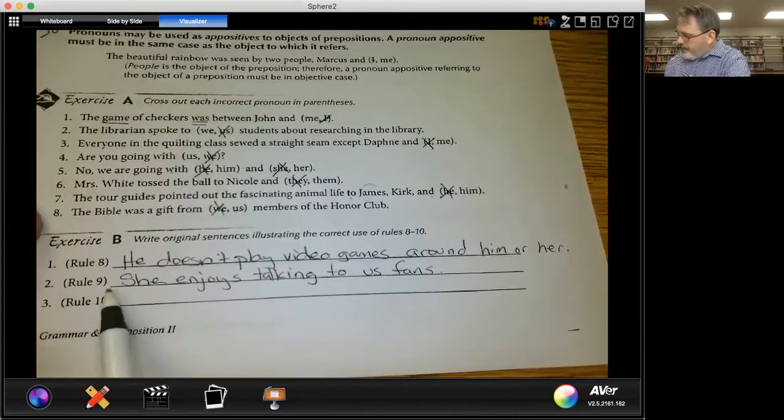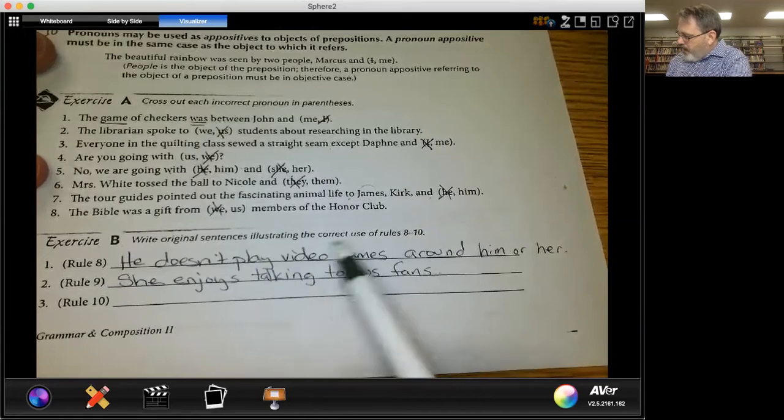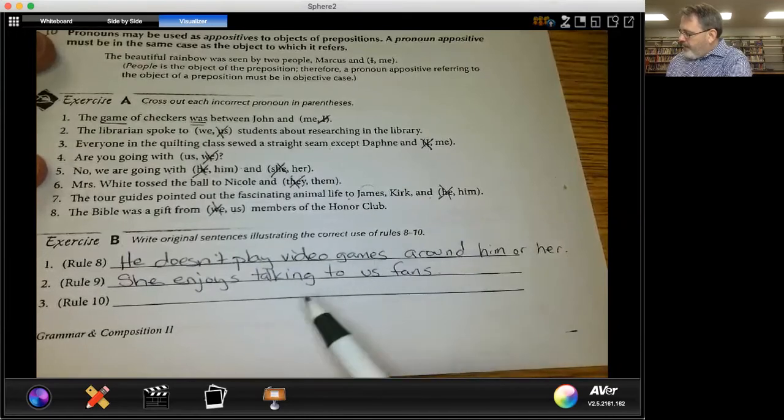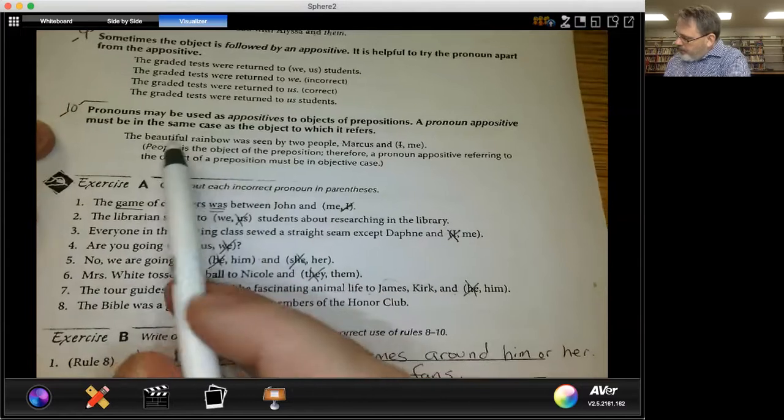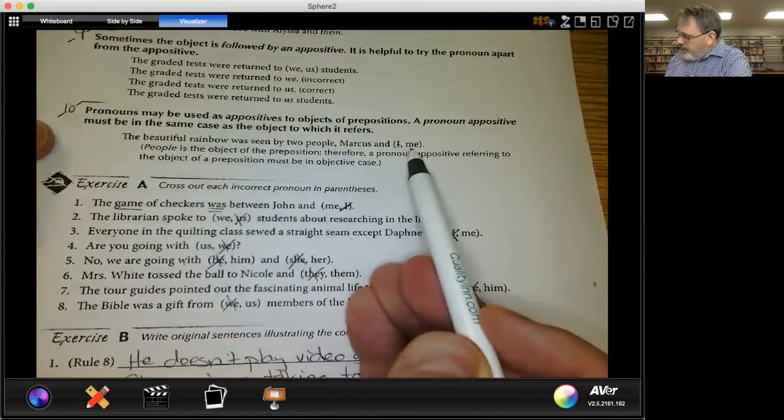Okay, and then number 10, this one is going to be just the reverse. There's a prepositional phrase with an object that's not a pronoun, and then the pronoun is the appositive. So, for example, the beautiful rainbow was seen by two people, Marcus and me.